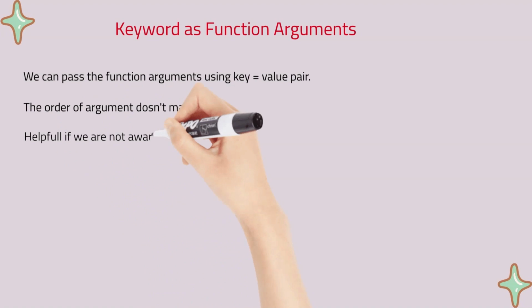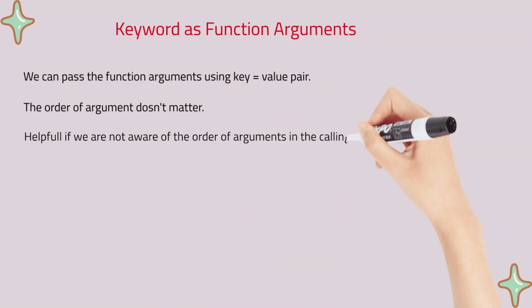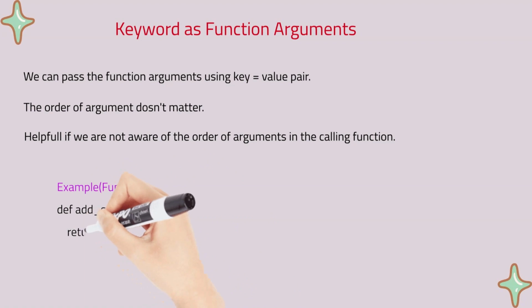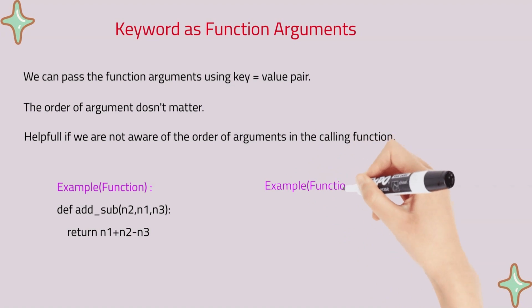It is very helpful when we know the number of arguments to be passed but are not aware of the order in which they're declared in the main function. For example, in the example, 3 parameters are defined as n2, n1 and n3 in order. It returns the result of n1 plus n2 minus n3.